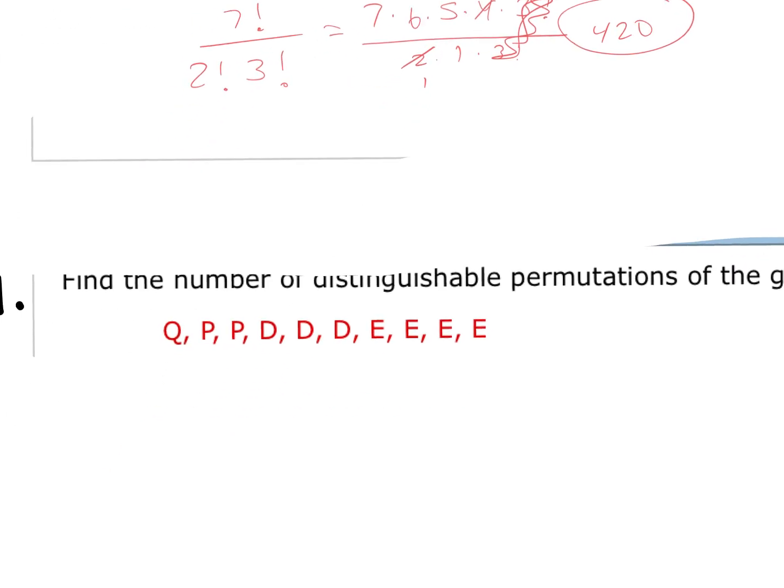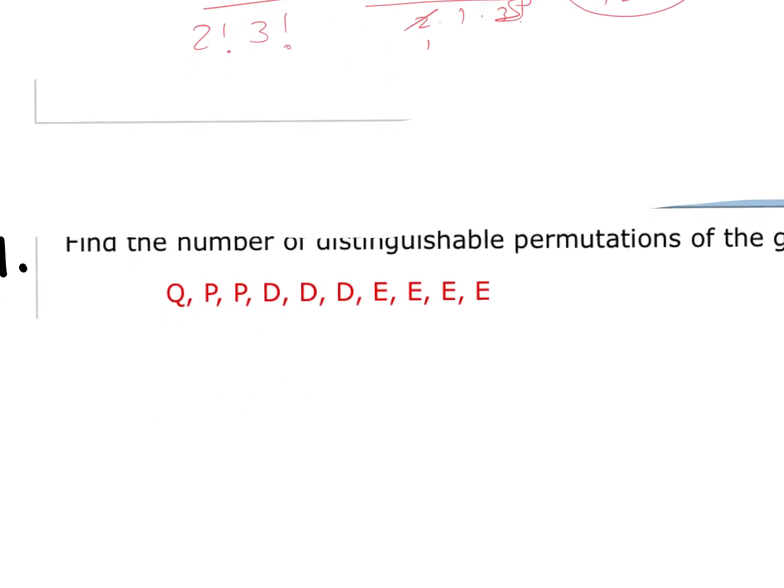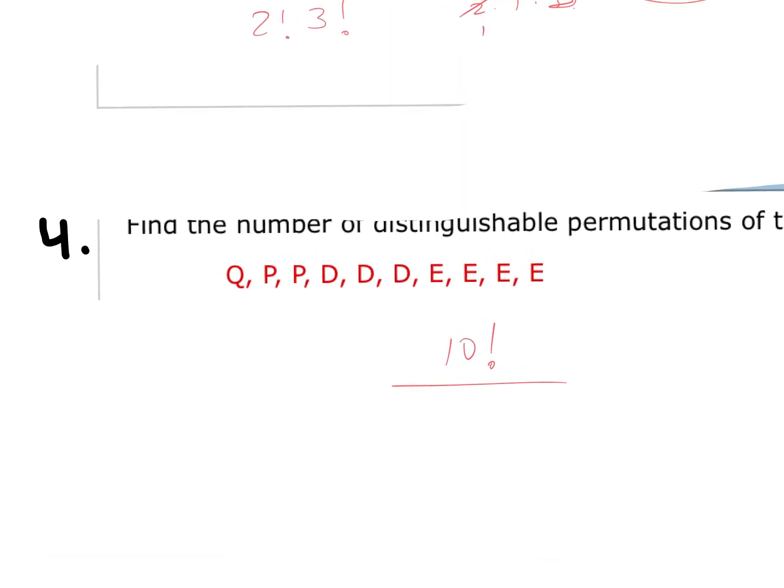Same thing in a question like this. How many letters are there? Count them. 1, 2, 3, 4, 5, 6, 7, 8, 9, 10, yeah? So 10 factorial. Now, a lot of stuff repeats, and that's okay. I see P how many times? Okay, so 2 factorial. I see D how many times? 3 factorial. And I see E how many times? 4. All right? We don't multiply that together and say 2 times 3 is 6 times 4 is 24. It's not how that works.